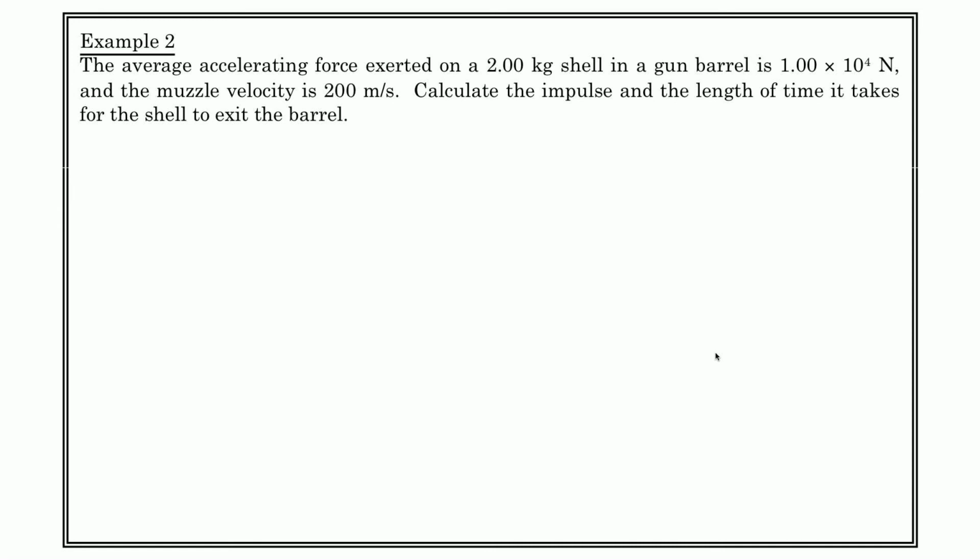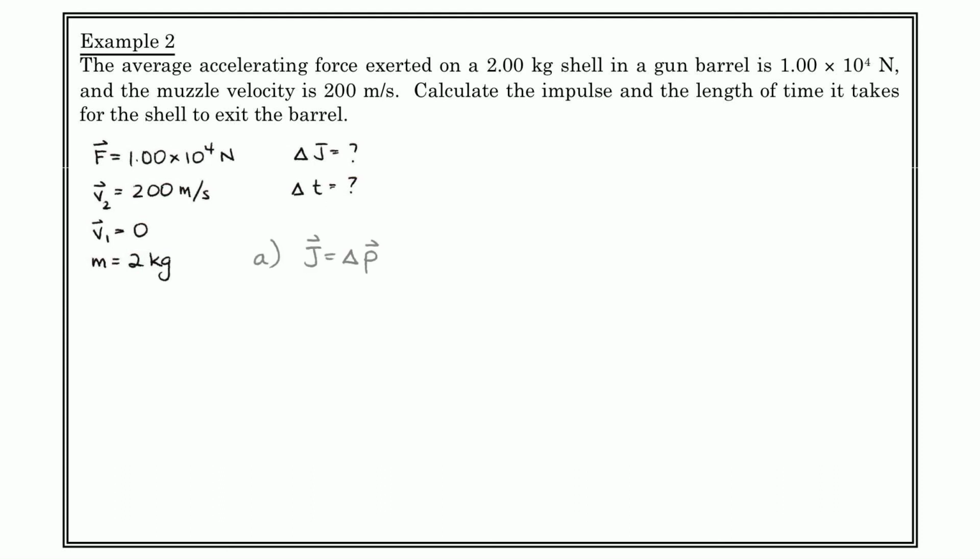So how long does this force have to act on this shell in order to get it up to this 200 meters per second? Now we could look at this in terms of dynamics and in terms of F equals ma, but because this question is asking what's the impulse, let's take a look at it from this point of view. So here's what we know. We know force, we know v2, we know v1. We're going to assume that the shell starts from 0, and we know the mass. We're looking to find J, and we're looking to find delta t.